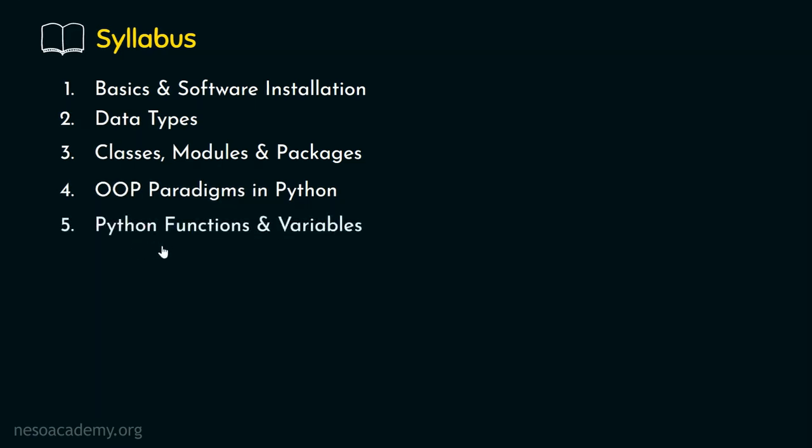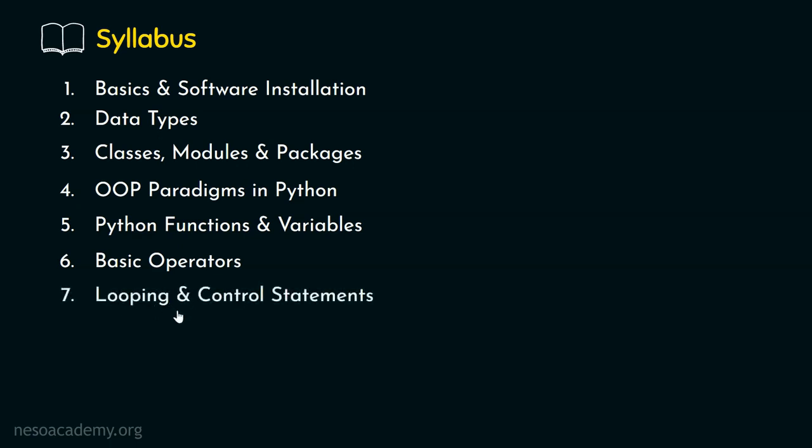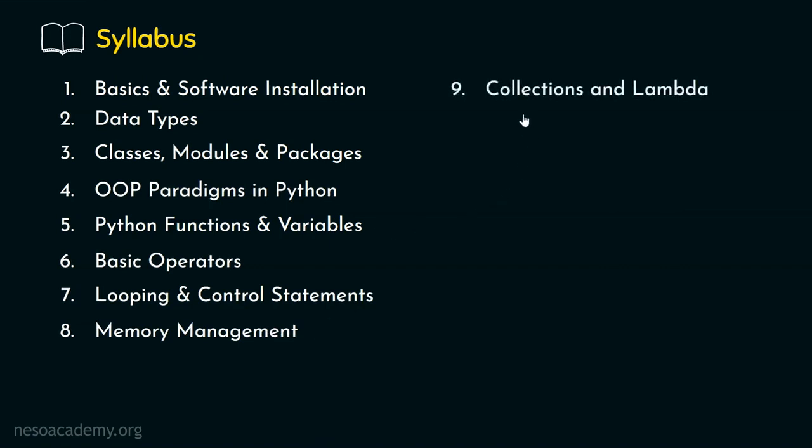Next, we will see Python functions and variables. Then we will go over basic operators available at our disposal in Python. Following up, we will go over looping and control constructs in Python and see how we can achieve them in Python. Then we will go over the memory management feature in Python and learn about it in detail. After that, we will cover collections in which we will see lists, tuples, dictionaries, sets, and we will also cover the lambda feature in Python. Then we will go over string and file related handling operations in Python.